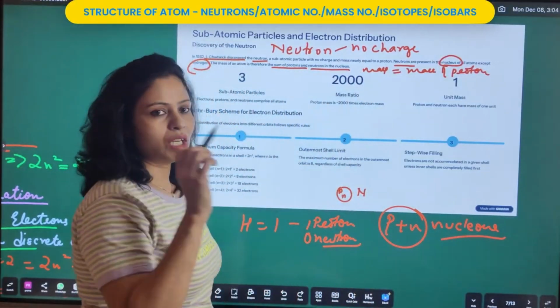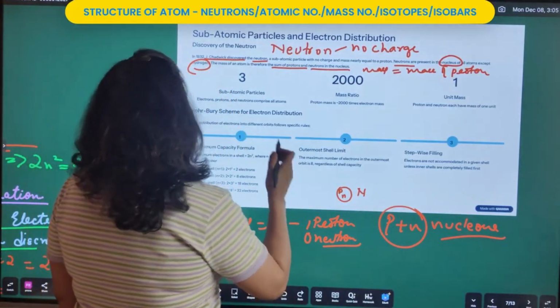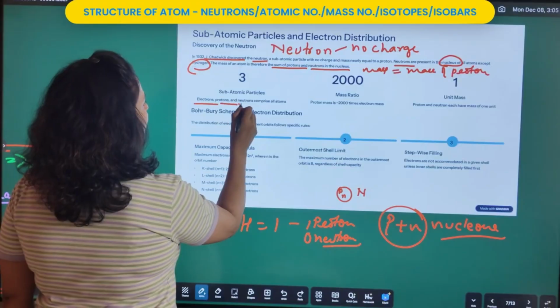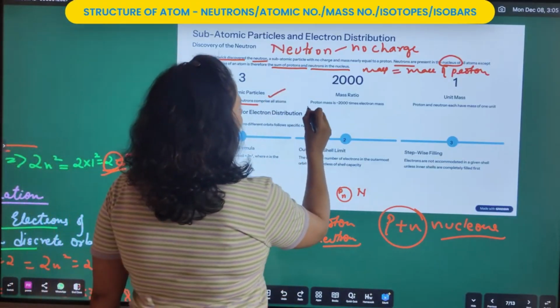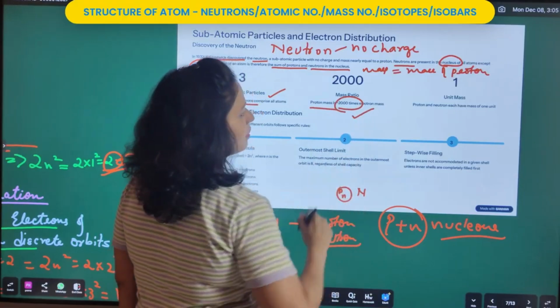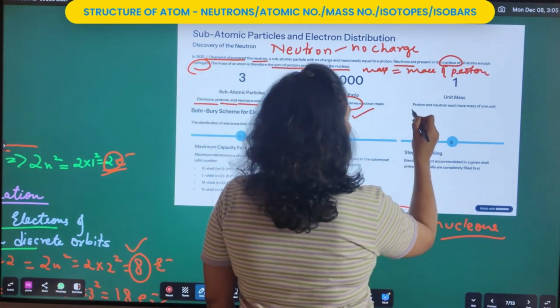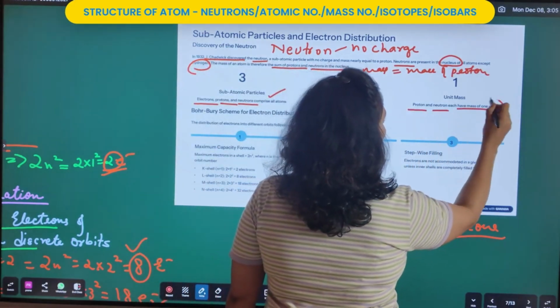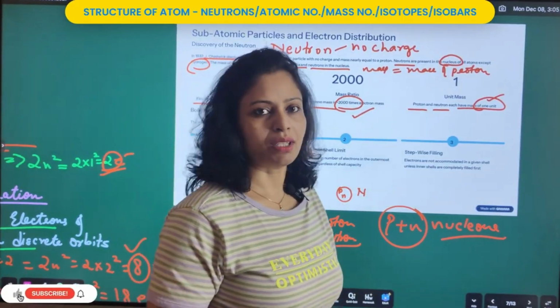The electron will be revolving around the nucleus. So the subatomic particles comprising the atom are electrons, protons and neutrons. Proton mass is 2000 times the electron mass, so electron mass is considered negligible, and proton and neutron have a mass of 1 unit. Both proton and neutron have the same mass.